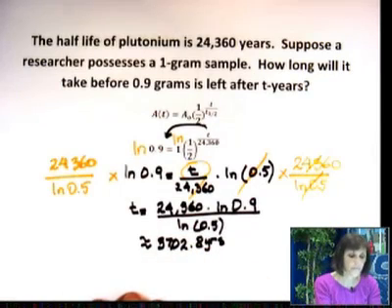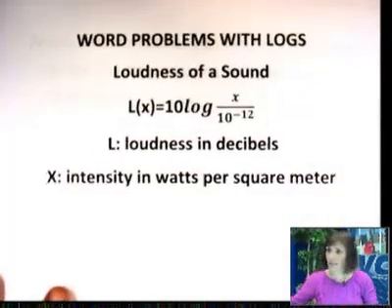All right. So this is that. Let's do a log problem.